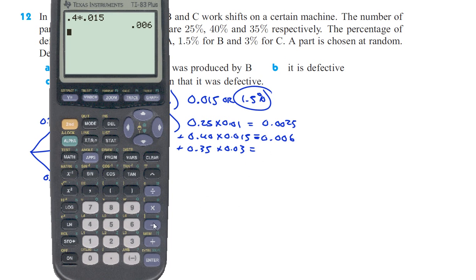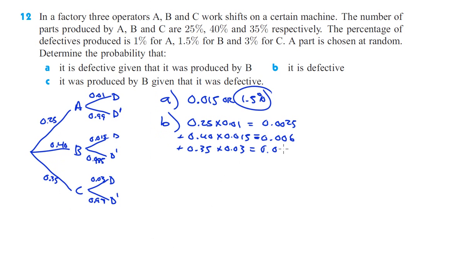Right, and then we've got 0.35 times 0.03, which gives us 0.0105. So we add those all together and we get 5, carry the 1, 6, 7, 8, 9. Nothing to carry there. So it's about 2% for that one.